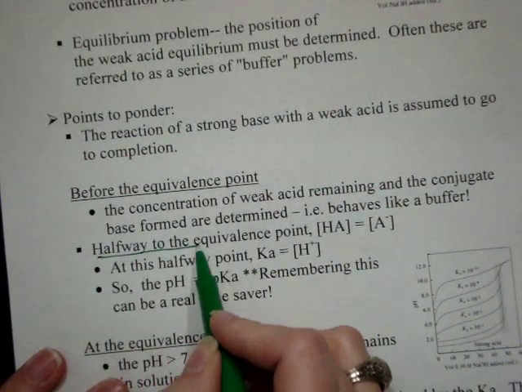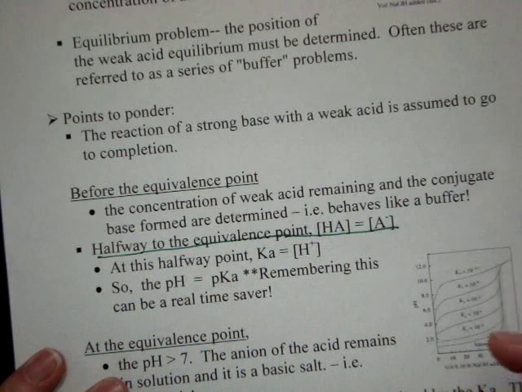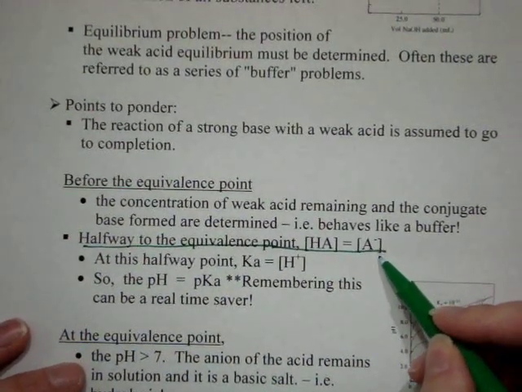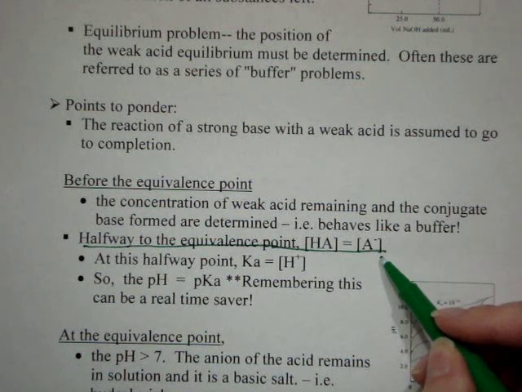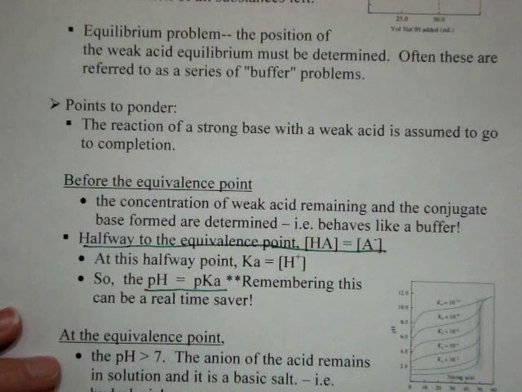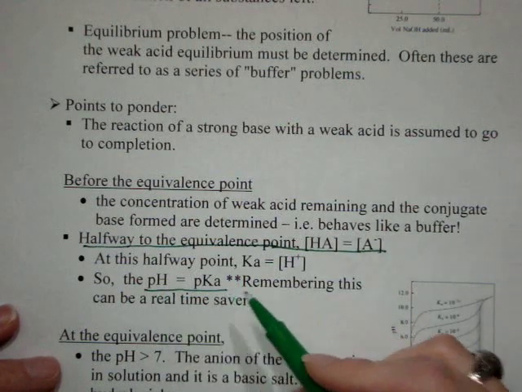A couple of important points. At halfway to the equivalence point, we've done this a couple of times, it becomes really important to know where the equivalence point is and then halfway to the equivalence point, because that spot can save you a lot of work. If you recognize that it's halfway to the equivalence point, you can see that pH will equal pKa.